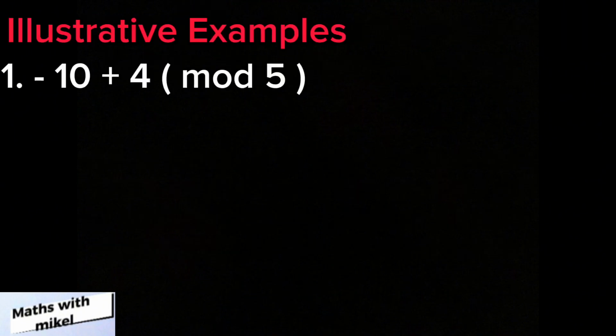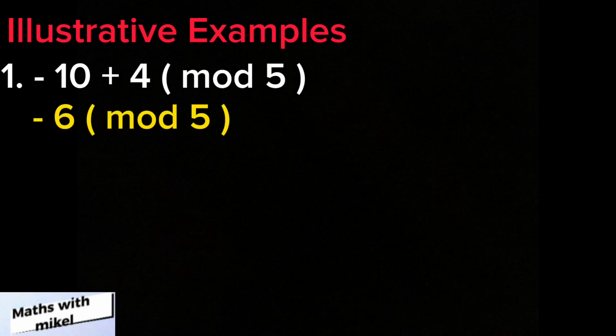Let's take an illustrative example. So we have negative 10 plus 4 in mod 5. We will first work out the negative 10 plus 4. That gives us negative 6. And negative 6 in mod 5, we say it's 4.